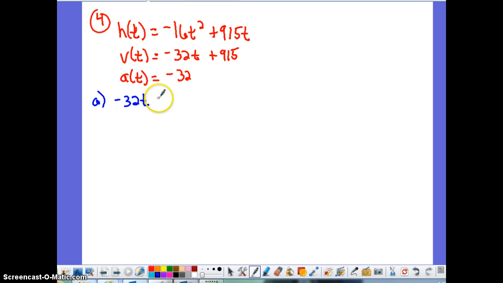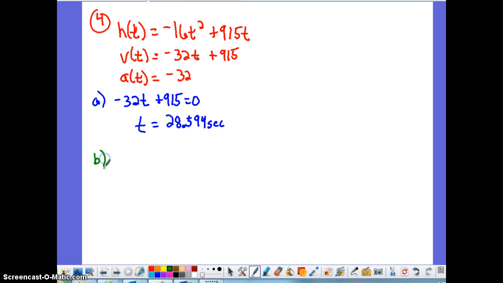So we set our velocity equation, negative 32t plus 915 equal to 0. So again, derivative, velocity, maximum, all mean the same thing in these problems. So when I'm solving here for my time, it is just going to be equal to 28.594 seconds. So that's when it reaches my maximum height.